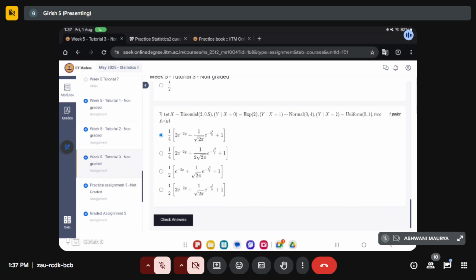So x follows binomial, and y given x is equal to 0, y given x is equal to 1, and y given x is equal to 2. Find f of y. I'll solve it here because this question will be somewhat lengthy. So I'll just take that question first. It is in week 5.